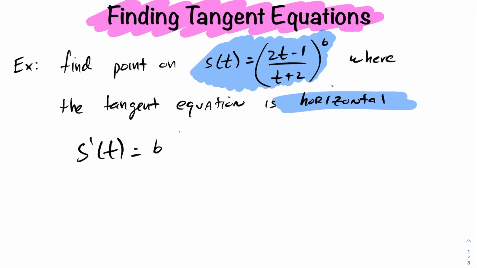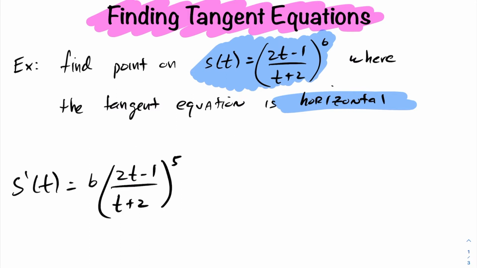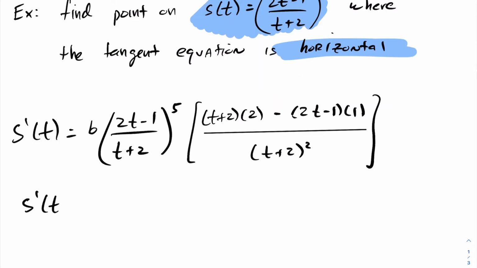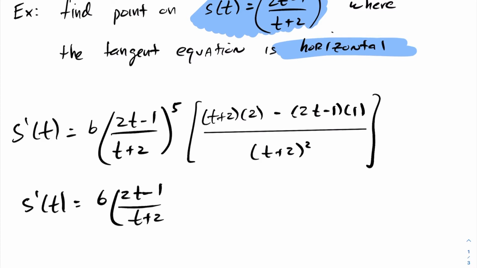Now we're going to drop down that 6 and treat this like the power rule. That becomes a 5. Now again, we have to take the derivative of the inside because that wasn't just a t, it was an entire rational function. So we're going to do the quotient rule now. So it'll be bottom times derivative of the top minus the top times derivative of the bottom divided by the bottom squared. Continuing on, s prime of t is 6, (2t minus 1)/(t plus 2) to the power of 5.